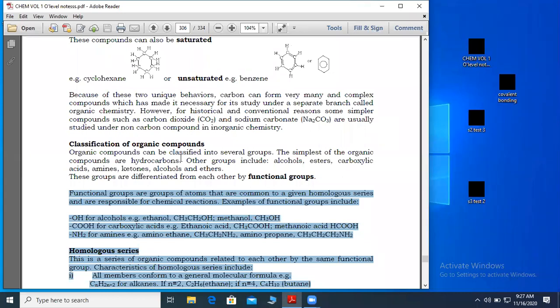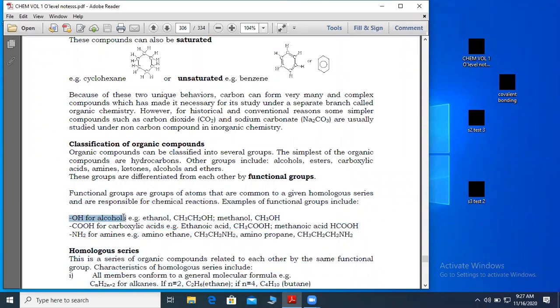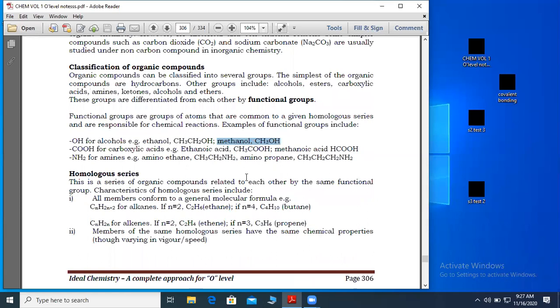All alcohols, compounds which are alcohols, have a hydroxyl group, OH, attached to carbon. And this is what I'm talking about. The OH group is for alcohols, for example ethanol, whose formula is CH3CH2OH, and methanol. So you are seeing that all these alcohols have an OH group attached to carbon. So the OH group is a functional group.